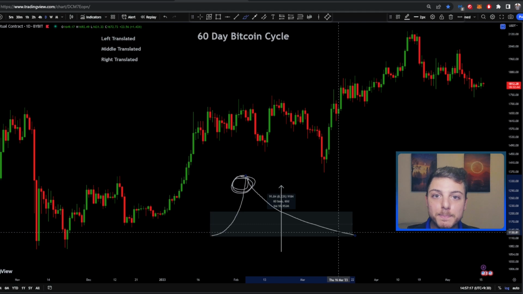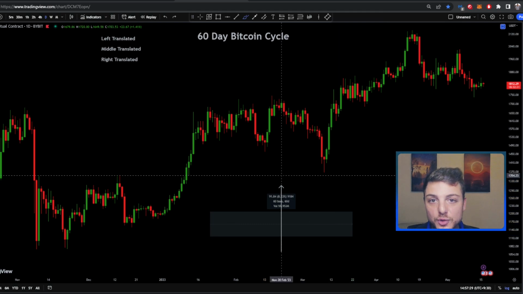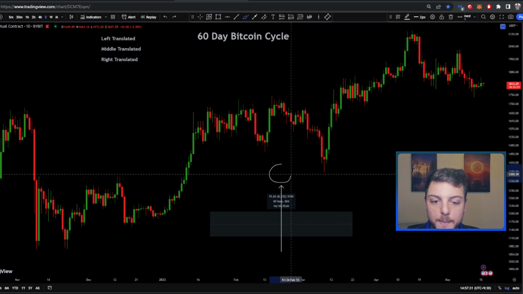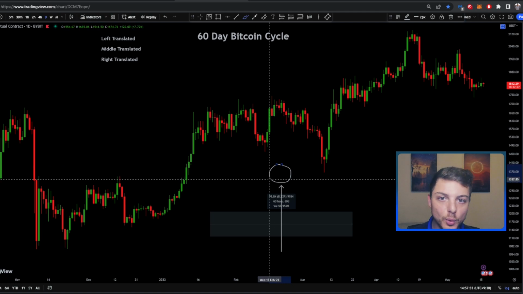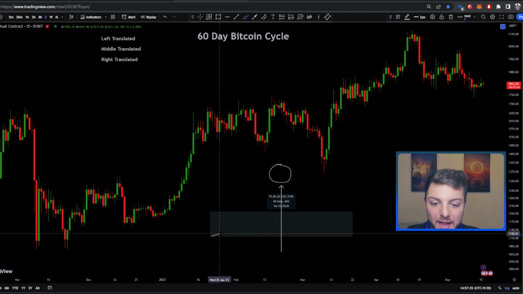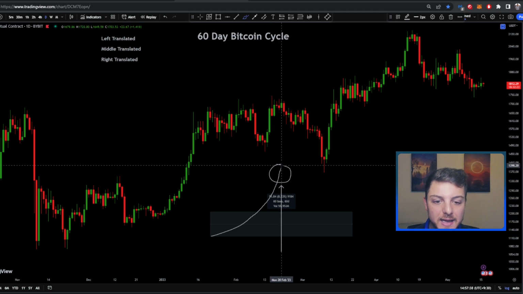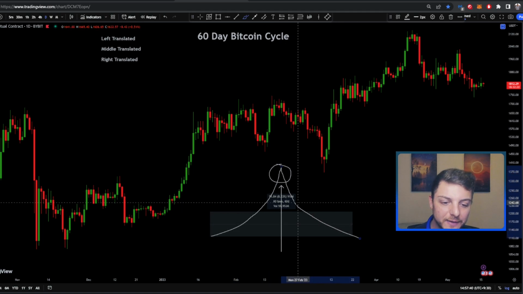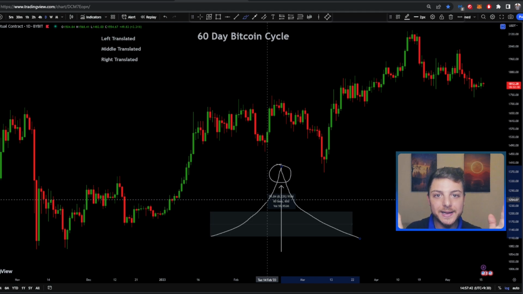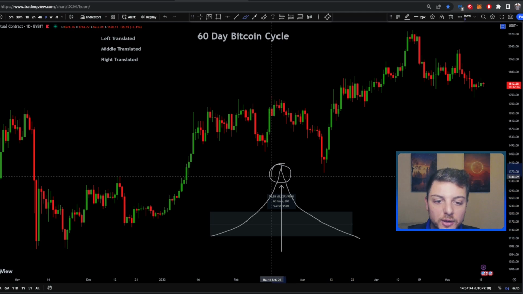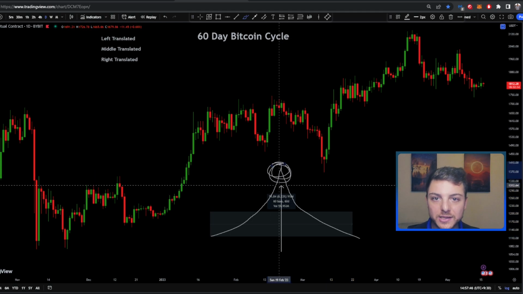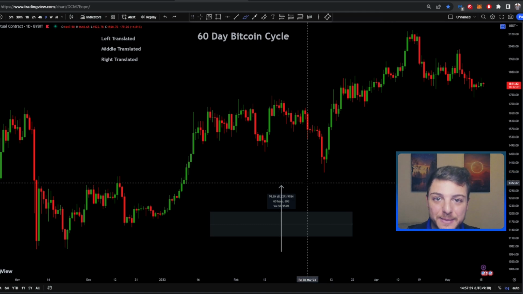Let's now move over to middle translated cycle. A middle translated cycle would mean the Bitcoin top is happening right on the midpoint of the 60 days. So that would mean we're climbing up for 30 days, and we're also declining for 30 days. And out of this entire 60-day cycle, the top of the move is occurring right on the midpoint. So we're not overly bullish, we're also not overly bearish, as we've been climbing up for 30 days and we're falling for 30 days. The last and the most important one is the right-hand translated cycle.